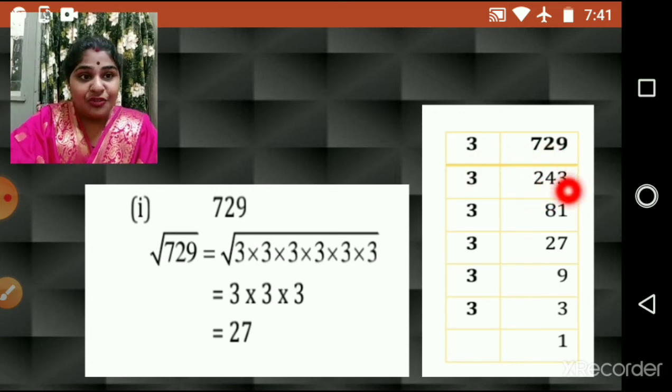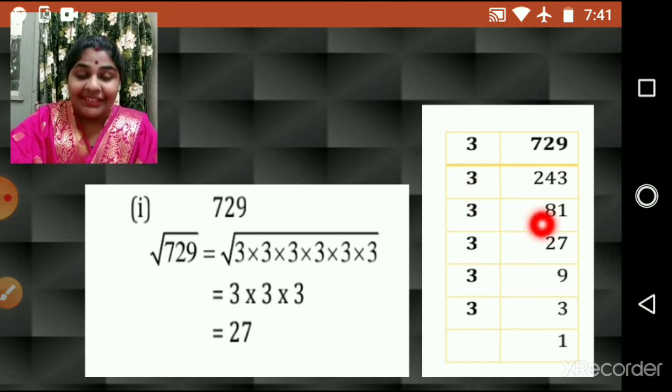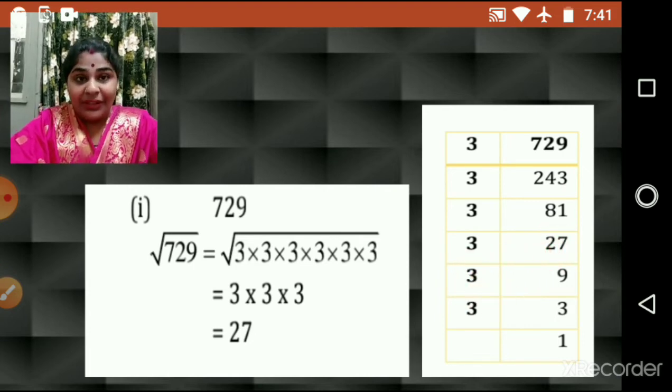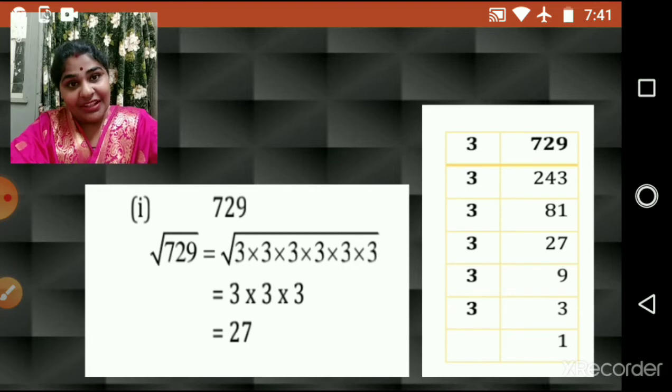Again 243, I know it is divisible by 3. You will get 81 after dividing that by 3. Now 81 also, I know it is divisible by 3. So 3 27s are 81. Again 27 is divisible by 3, that is 3 9s are 27, and 3 3s are 9, and 3 1s are 3. So this is how you divide the given number by its prime factors, which you have already learned in the previous classes, children.